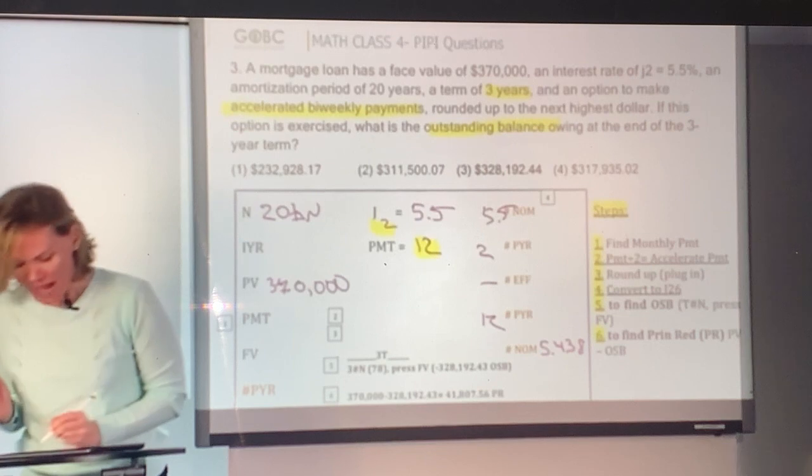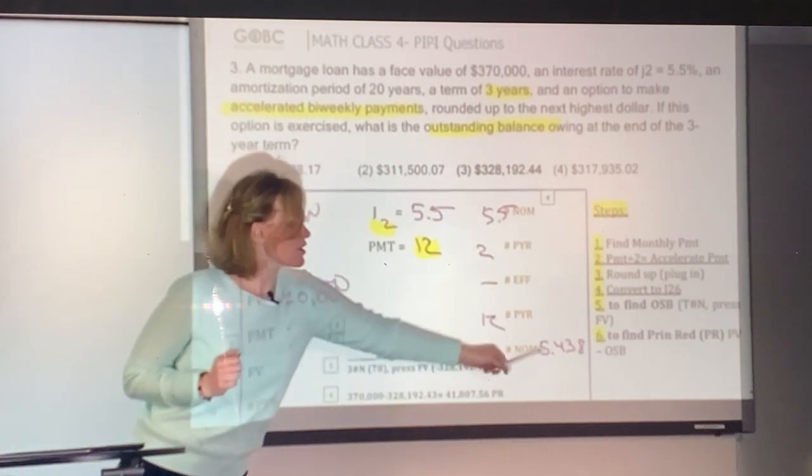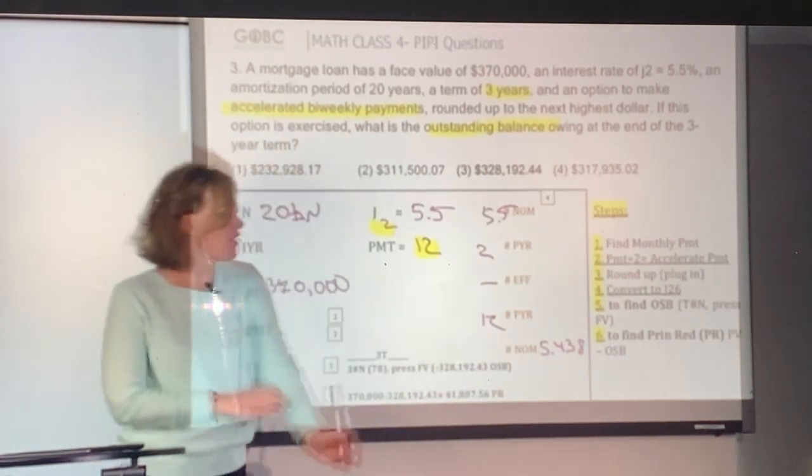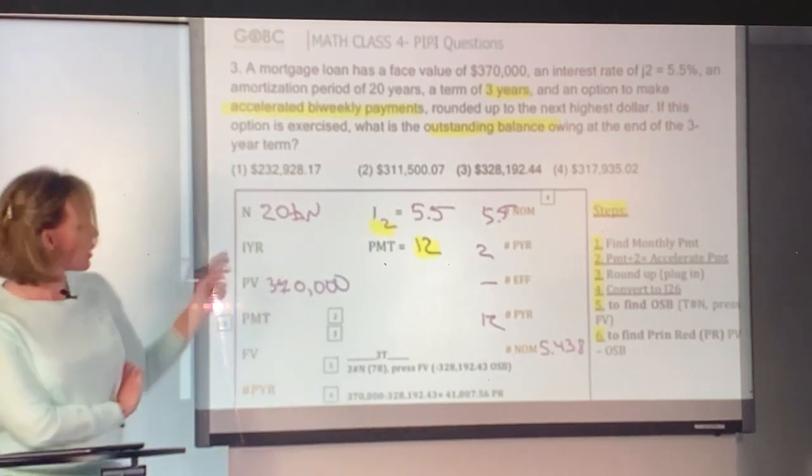3.8, and that is your J12, okay? Because that is a PYR 12, you got it nice and close to 5.5, 5.438. Now what you do now, you're going to cross off your IYR, PYR, okay?